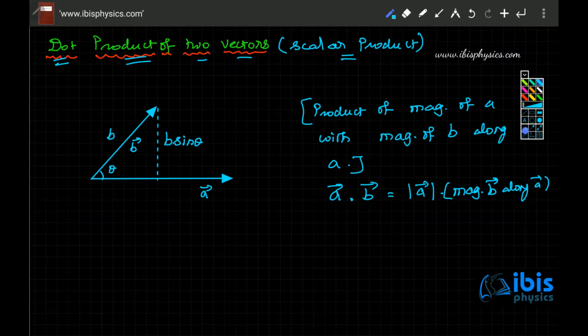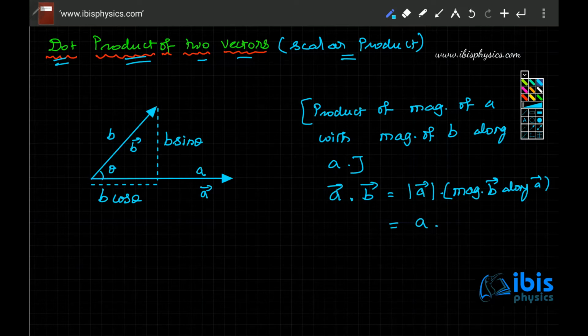And this length, if the hypotenuse is B, the adjacent side of theta is this side. So adjacent side by hypotenuse side is cos theta. So adjacent side is equal to hypotenuse side times cos theta, or this is B cos theta. The length of this entire line is equal to A. Now magnitude of A is A and magnitude of B is B.